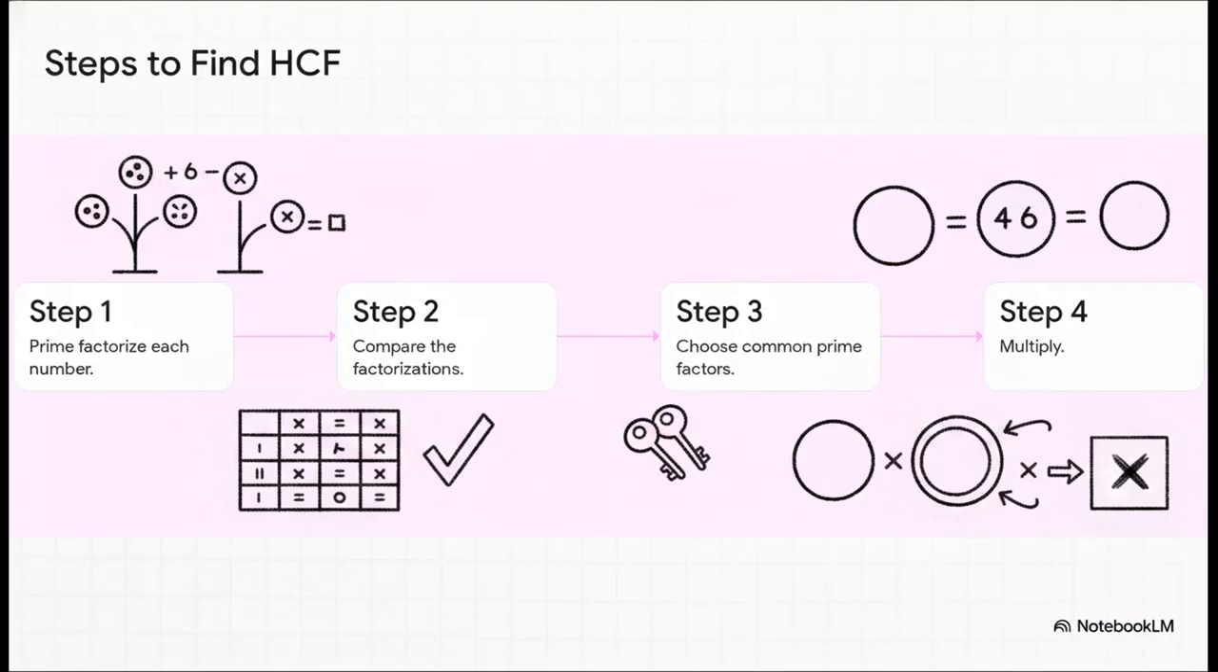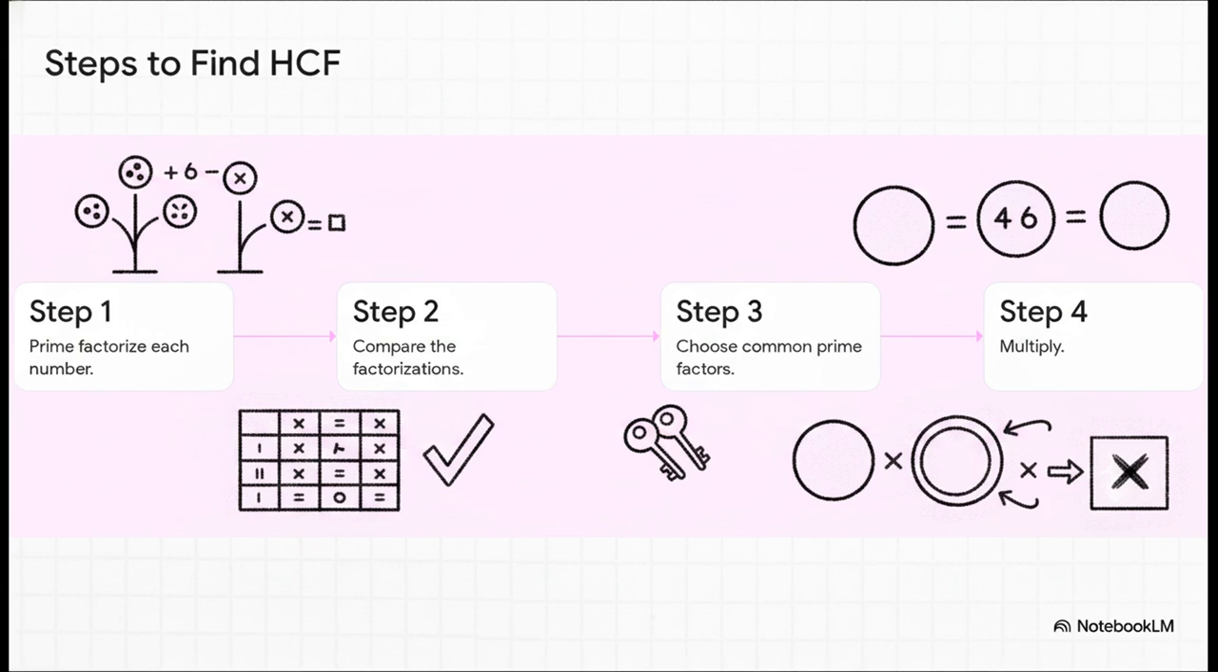The highest common factor is the largest single number that divides perfectly into our group without leaving any remainders whatsoever. We are strictly looking for what these numbers share in common. And to do this without any guesswork, we use a highly logical 4-step formula. Honestly, this is a simple mental checklist you can use every single time.